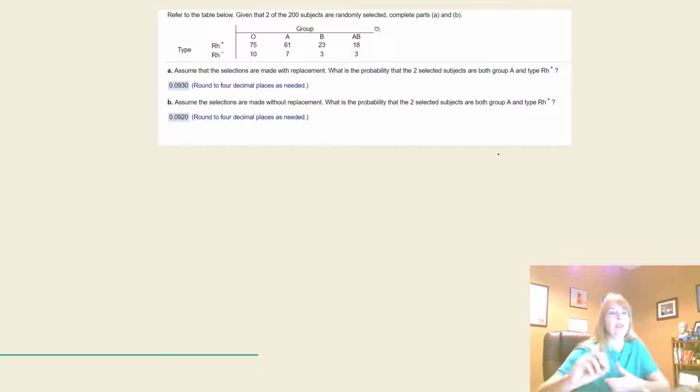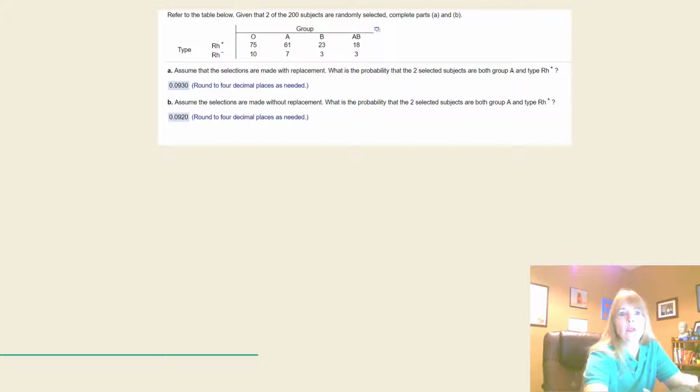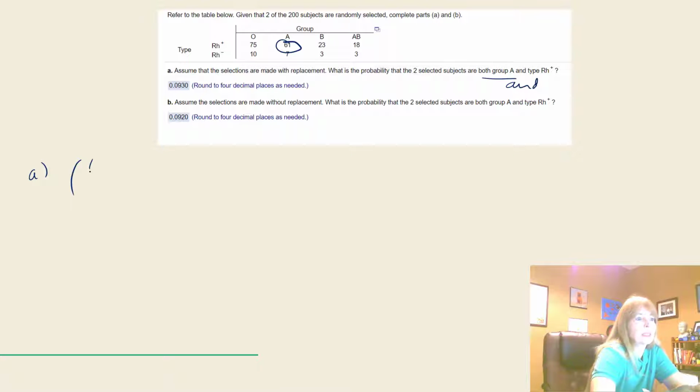What is the probability that the 2 selected are both group A and RH positive? So when it says that they are both, that means that they are A and RH positive. And anytime you use the word and in probability, that means to multiply. So part A then would be 61 out of 200. And it says with replacement, so once again, 62 out of 200.